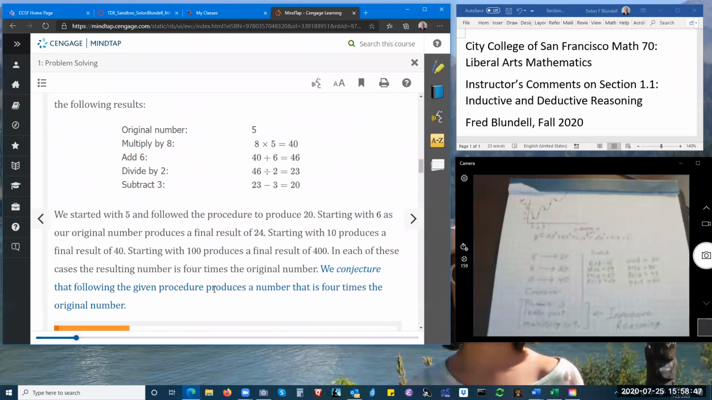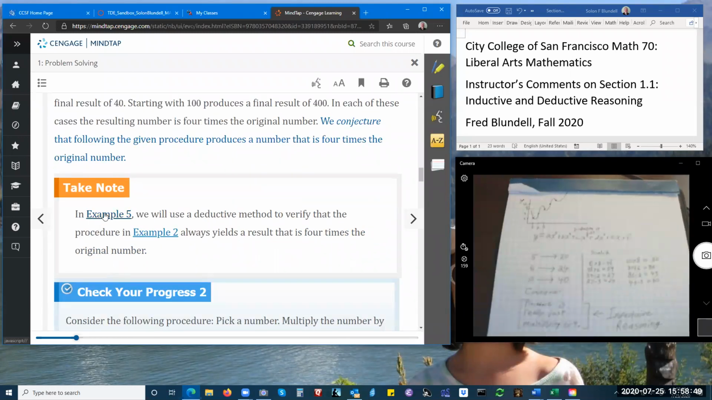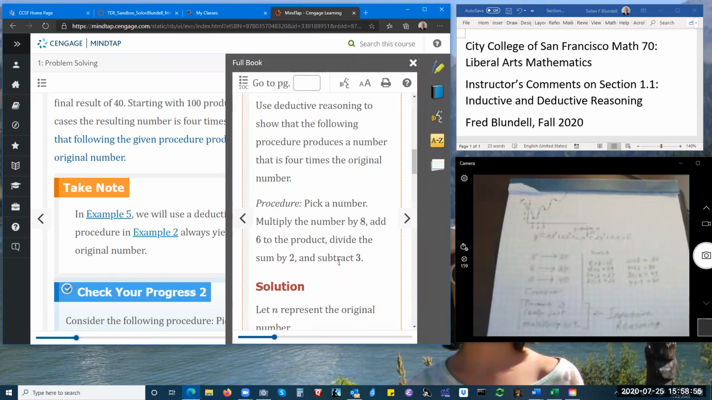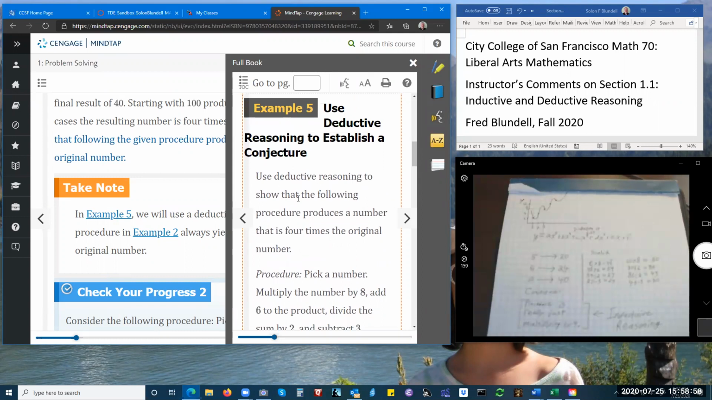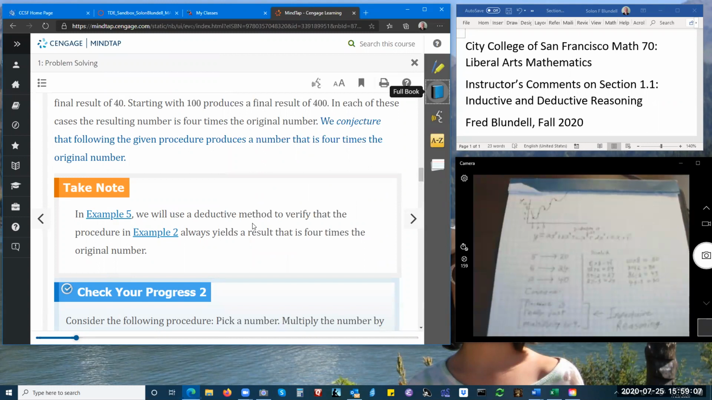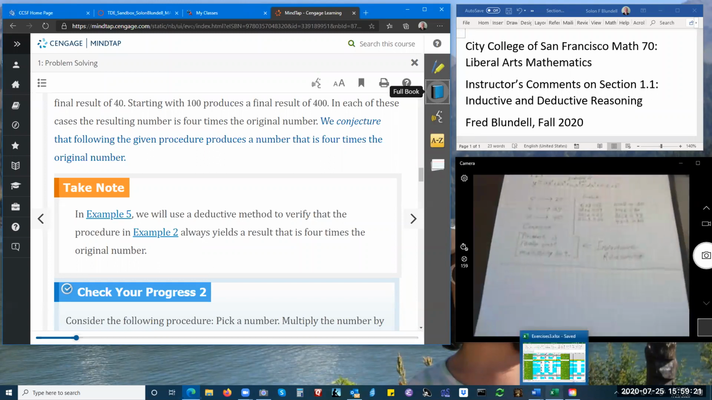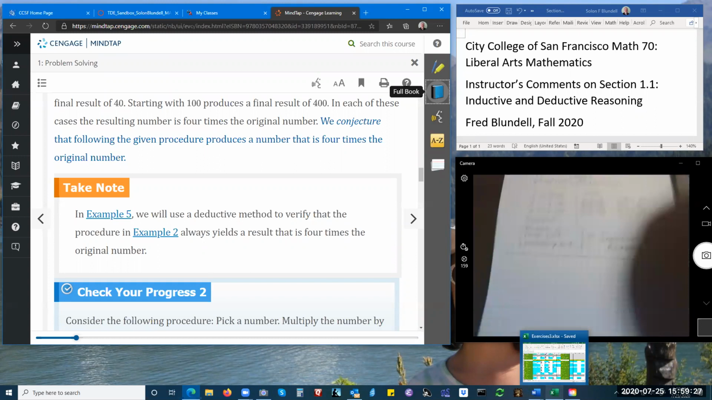Now, in a later example, in example 5, they're asked the same question again, but they want you to use deductive reasoning to solve the problem. Now, deductive reasoning has its own problems, but with that, you start from simpler principles that you believe to be true, things you think you've already established, and then say, well, if those things are true, then some other things must also be true.